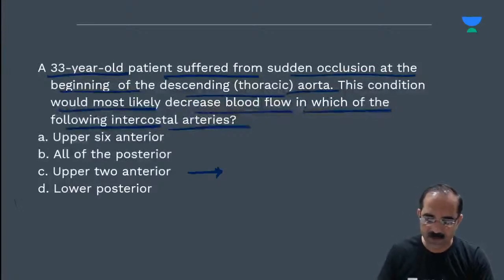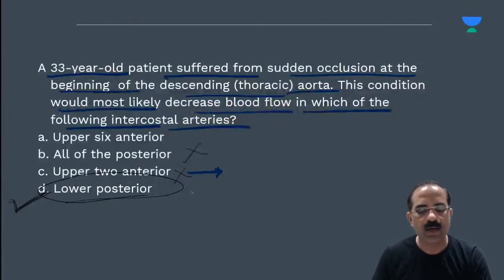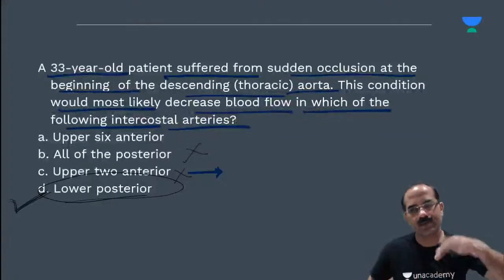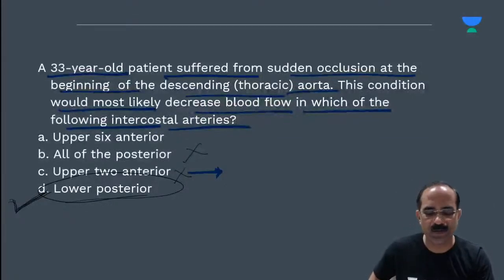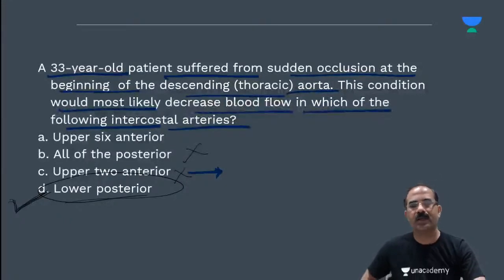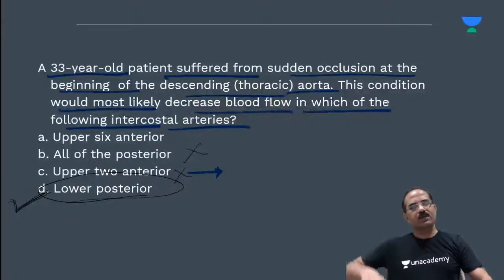This is clear. So answer for this is lower posterior. Not all posterior, wrong. Upper two anterior, wrong. So it is lower posterior. Anterior intercostal arteries are branches of internal thoracic artery. We'll see this later. I'll tell you this later somewhere. Anterior intercostal arteries are branches of internal thoracic artery. Fine students, I hope this is clear to you.